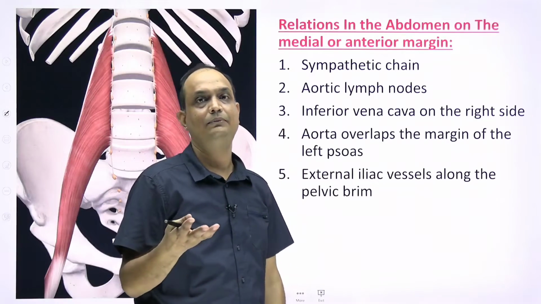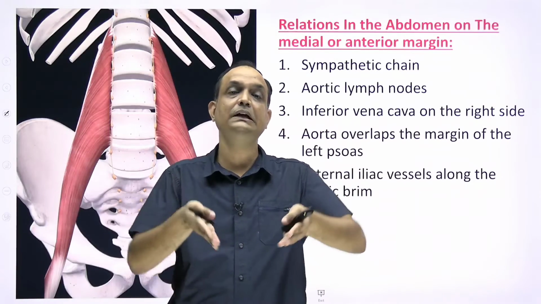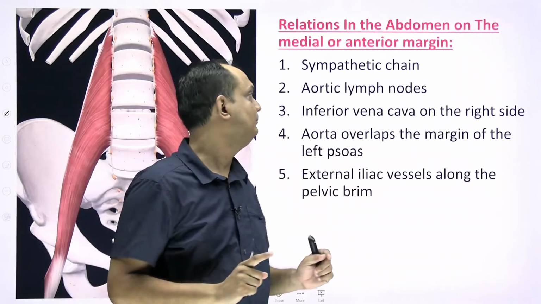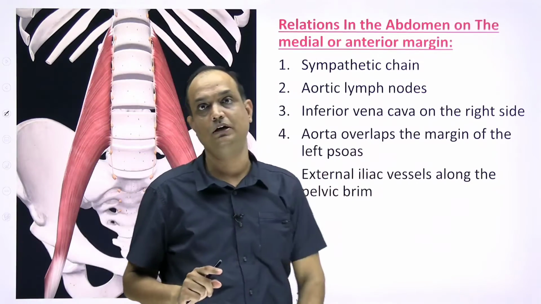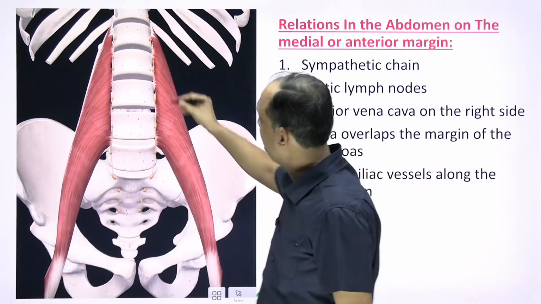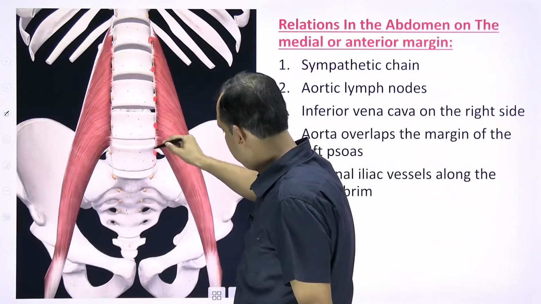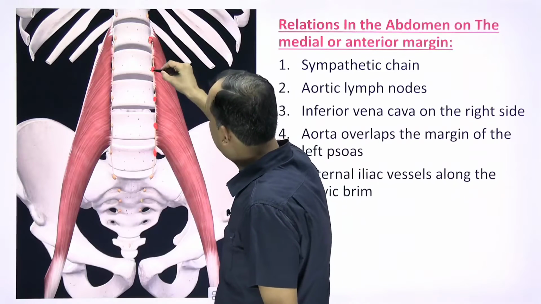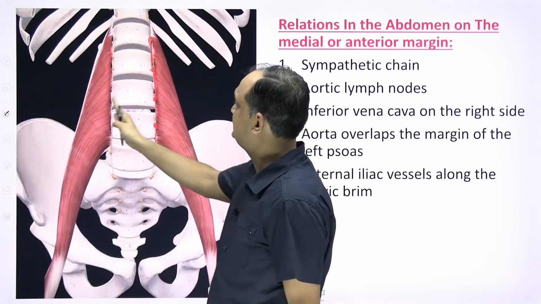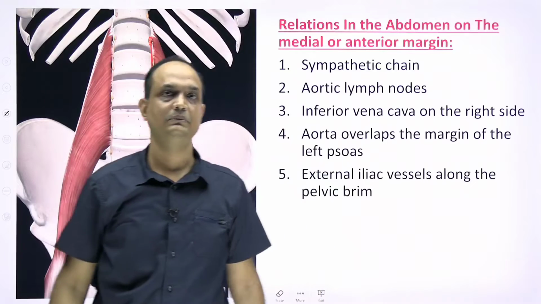Then you have the relation in the abdomen on the anterior margin. I told you that in the abdominal part we see the relation at four places: anterolateral surface, posterior surface, medial surface, and the anterior margin. And this anterior margin comes in contact with the sympathetic chain. Now, this is important. In this image, you can see the sympathetic chain present on both sides. These are the sympathetic ganglia, and these ganglia are interconnected to each other by these sympathetic fibers. So, this is the sympathetic chain, and these chains run along the anterior border of the psoas major muscle.